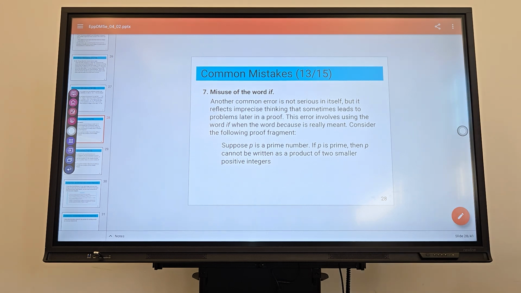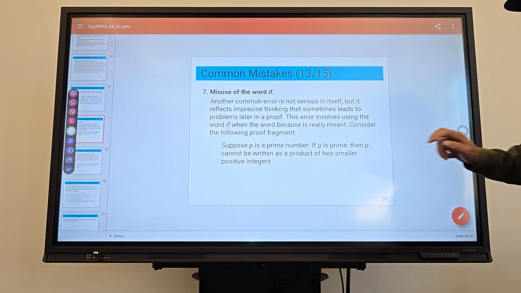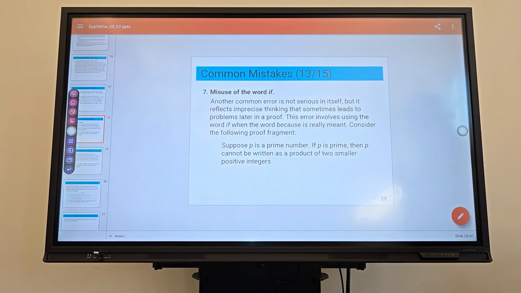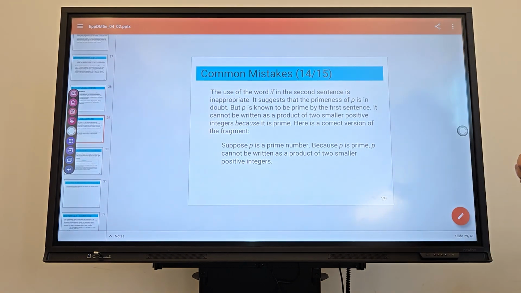The misuse of the word if. Not serious in itself, but it reflects imprecise thinking and sometimes leads to problems later in a proof. Suppose p is a prime number. If p is prime, then p cannot be written as a product of two smaller positive integers. Well, you're stating that p is a prime number, then you're questioning whether it is a prime number. Imprecise thinking. It doesn't really work out very well.